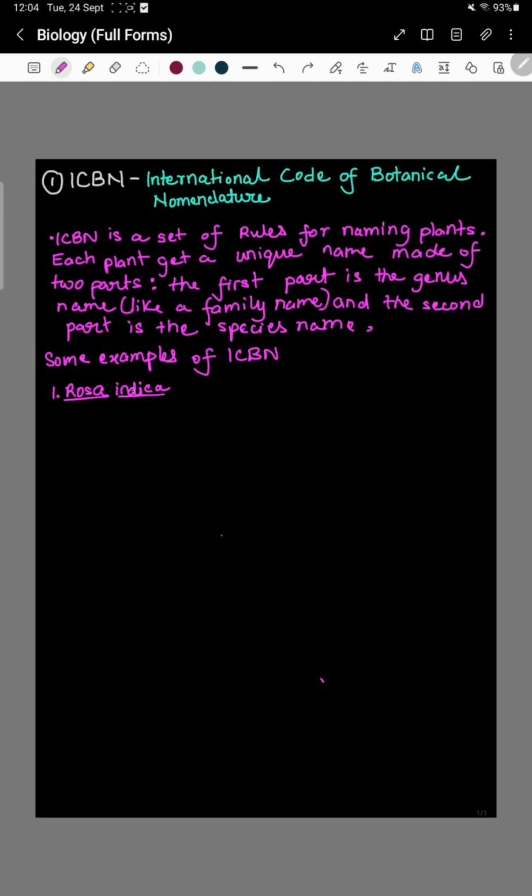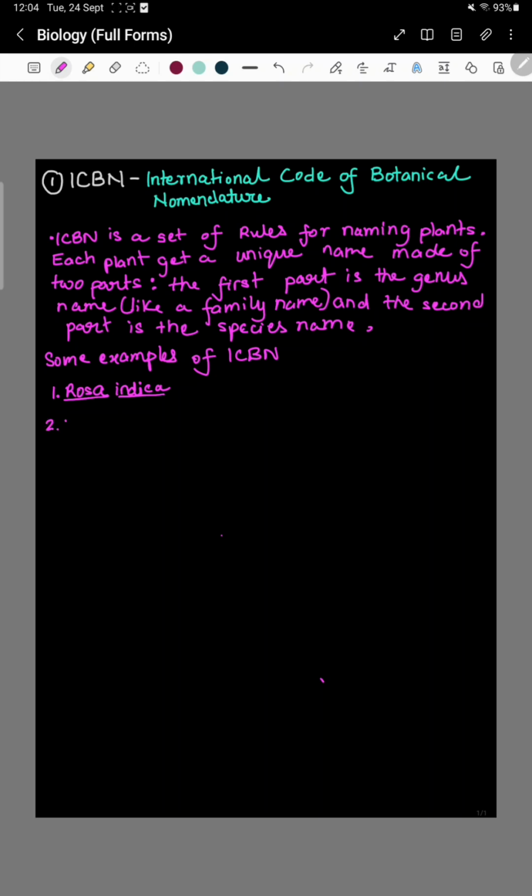Write the second part, the species name, with a lowercase letter. Indica is the second part, so you will write a small i. The species name will be in lowercase. For example, Rosa and indica, got it? Rosa indica, and you will underline it. So this is the example of ICBN.